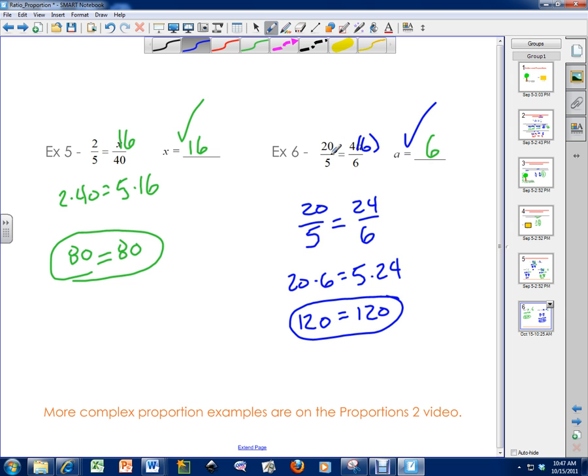Now, these can get more complex, and they will in my next video. So more complex proportion examples are on the proportions 2 video.